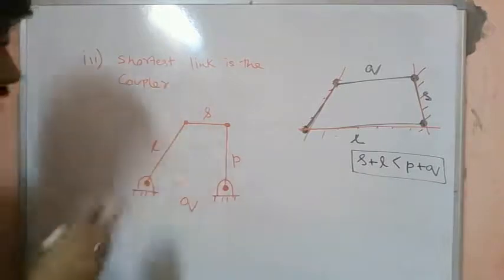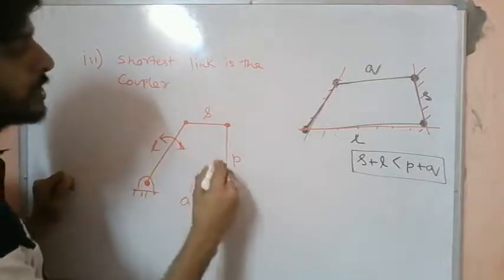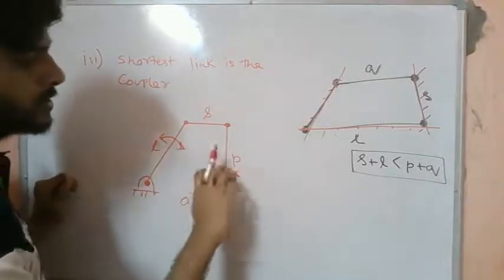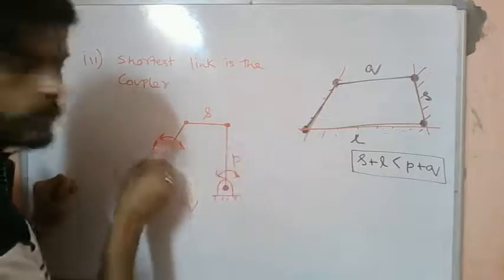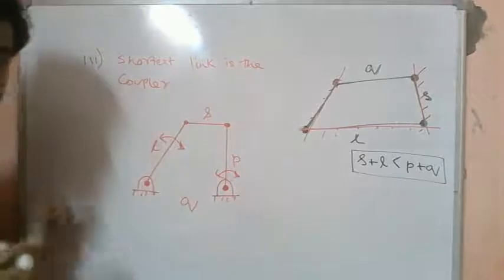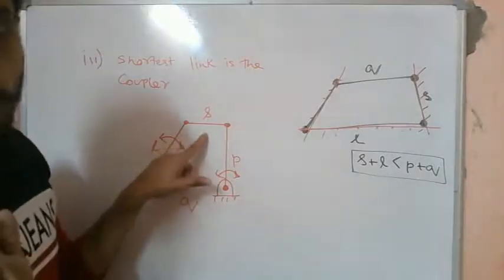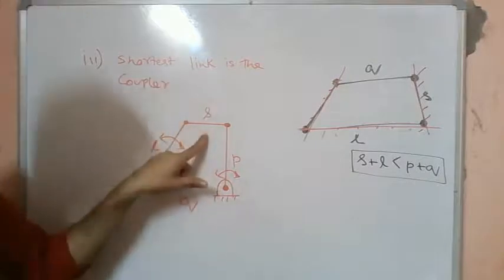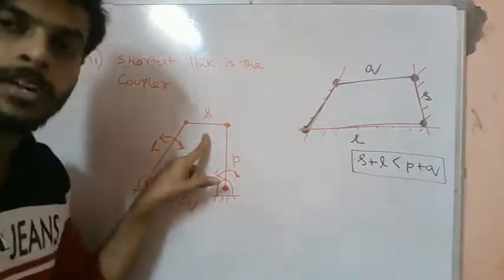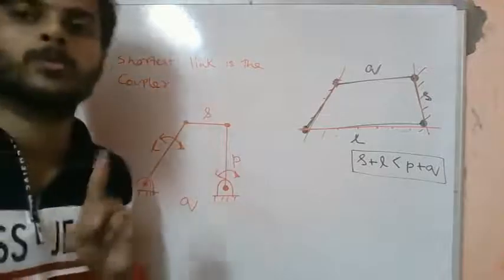In such a case, both of these two links will rock. This link will also rock, this link will also rock, but the shortest link can perform a full complete rotation. This is the information we get from Grashof's law, that at least one of the links will perform a complete rotation.